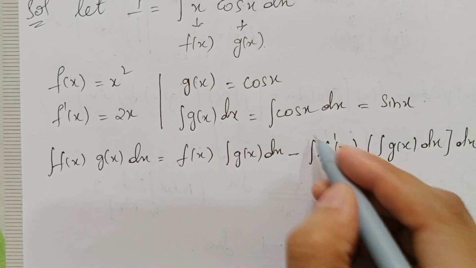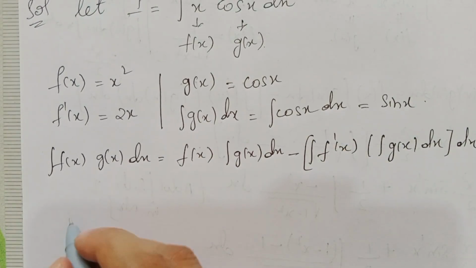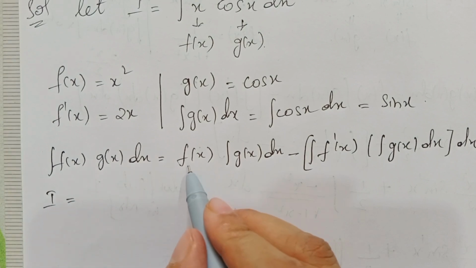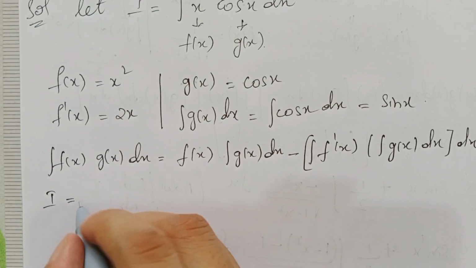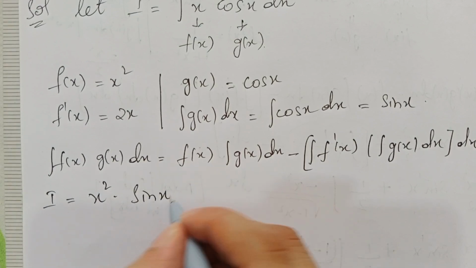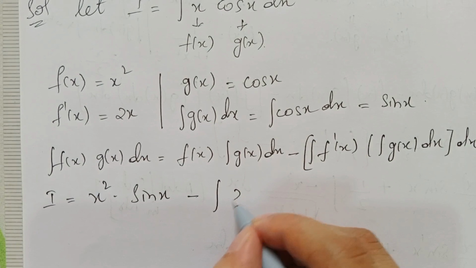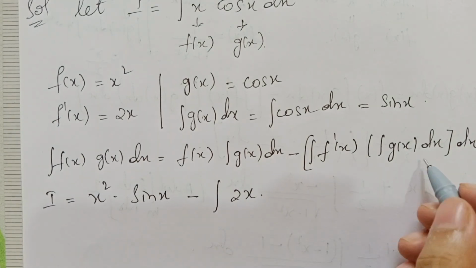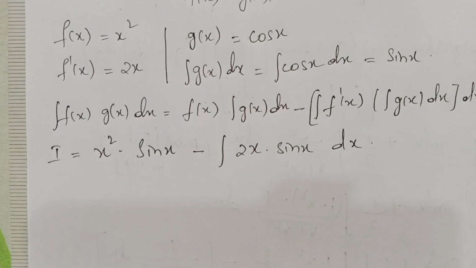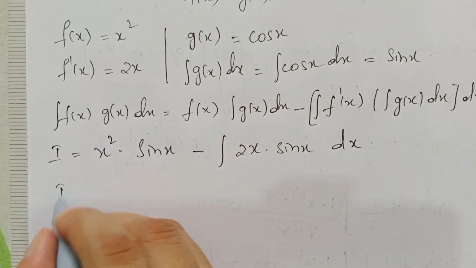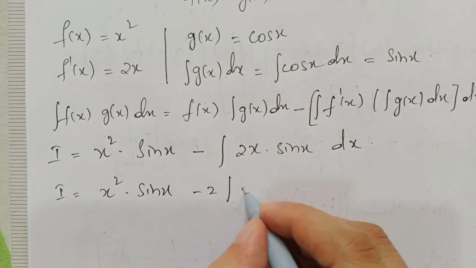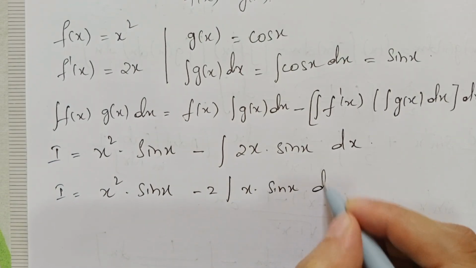whole dx, right? Substituting the values, I is equal to, so f of x value is x square into integral g of x value, which is sin x, minus integral f dash of x value, which is 2x, into integral g of x value, sin x dx, right? Now we'll write this constant 2 outside, so I is equal to x square into sin x minus 2 integral x into sin x dx.